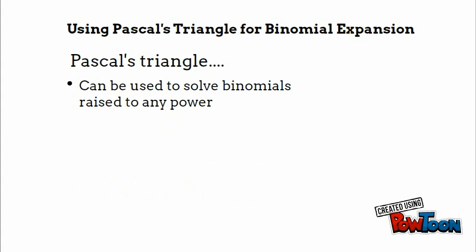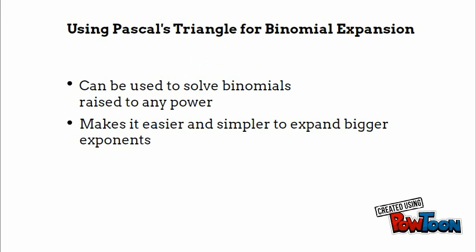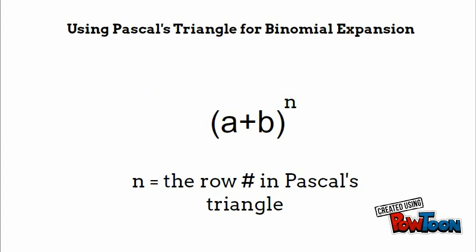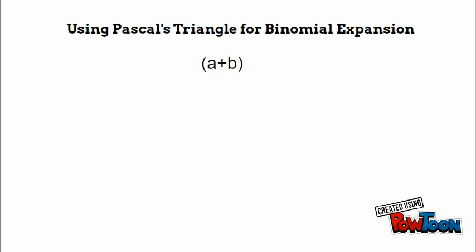Using Pascal's triangle for binomial expansion. Pascal's triangle can be used to solve binomials raised to any power, which makes it easier and simpler to expand bigger exponents. Pascal's triangle expands binomials in the form a plus b to the power of n. In this case, n is equal to the row number in Pascal's triangle. The binomial theorem means we can use the coefficients from the specified row in Pascal's triangle, in this case it's 4, to find the expanded binomial with a few other steps. So the coefficients would be 1, 4, 6, 4, 1.